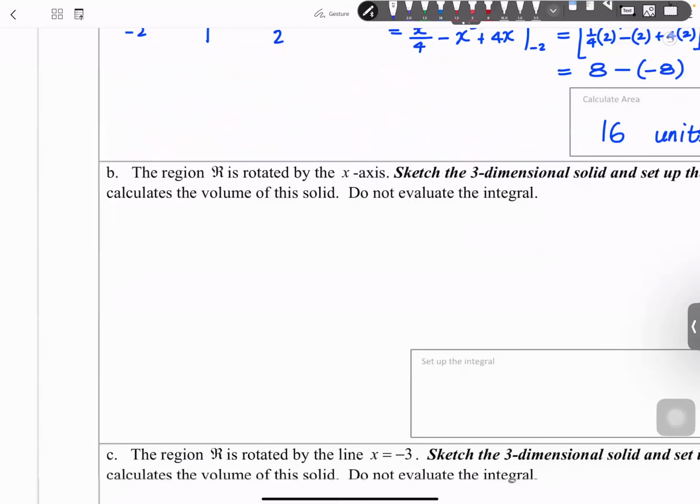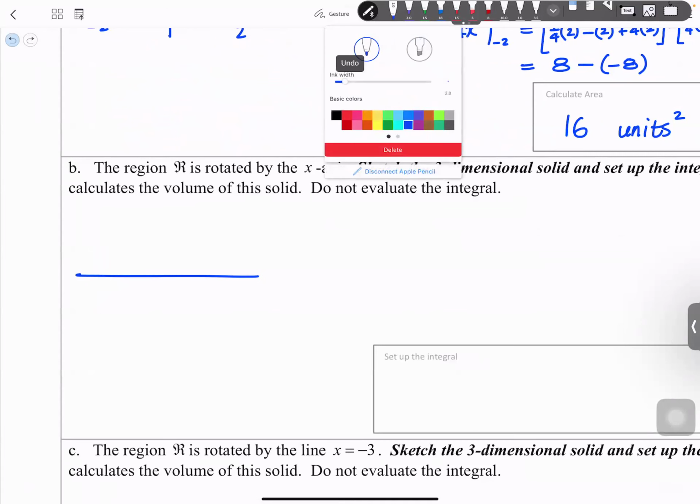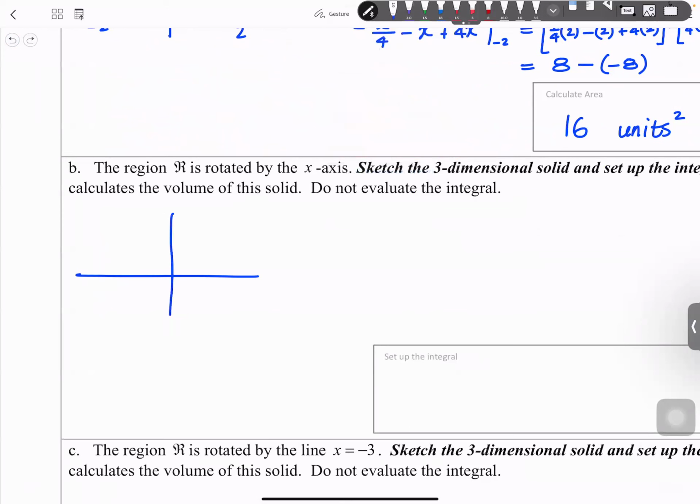So if we take that graph, remember, this is what it looked like. It doesn't have to be pretty, but if you take this graph and you were to rotate it about the x-axis, it's going to look something like this. See? So this is what we want to see, is it rotated properly?